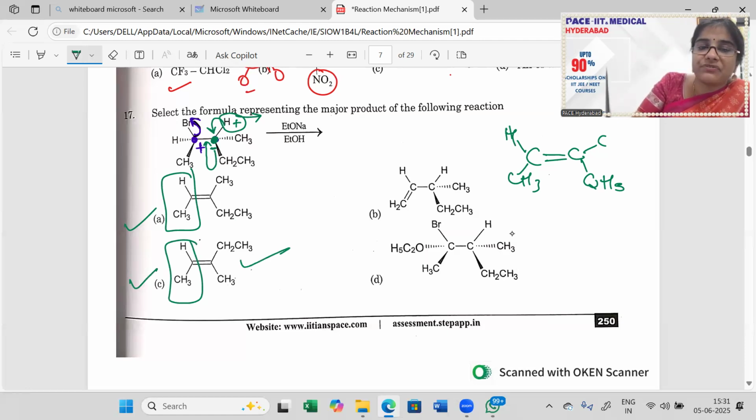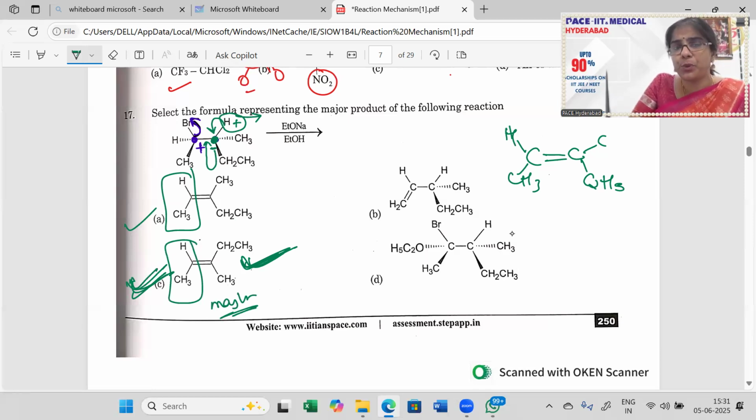So C2H5 and CH3, because as you're moving out and the other element is coming in, as you put in the bond, the bonds will interchange, thereby forming C2H5 on the top and CH3 on the bottom. That is how you get it. So option C is my answer. A and C both will form, but C will form more. Select the formula representing the major product, that is what is asked. Major will be this.